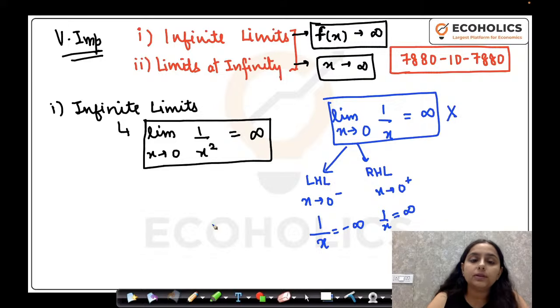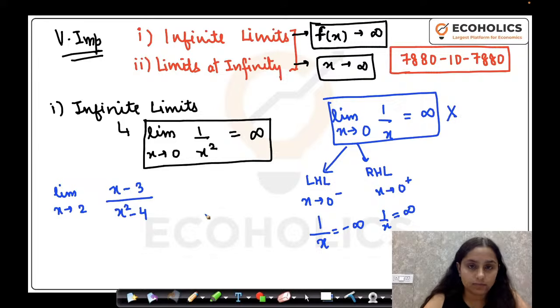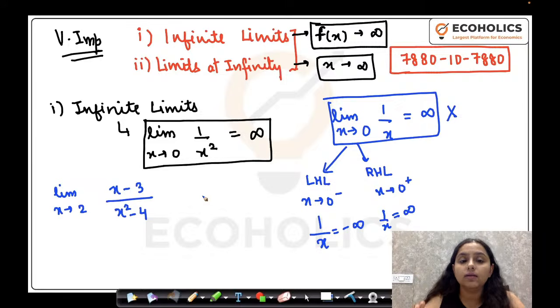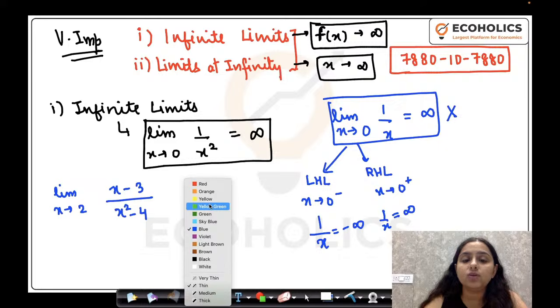For example, if we solve just one question here, limit, let's say I say x approaches 2 of x minus 3 upon x square minus 4. अब इसमें भी infinite limits में always check left side and right side. Always do that. ठीक है? क्या करना है? Always you have to do that.